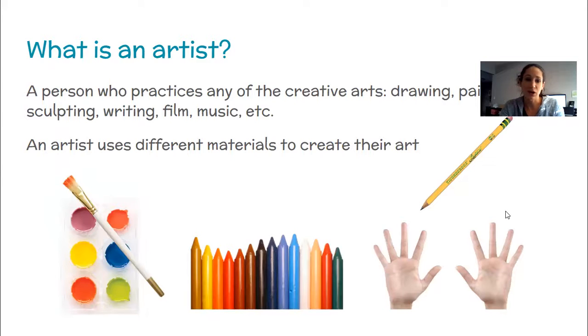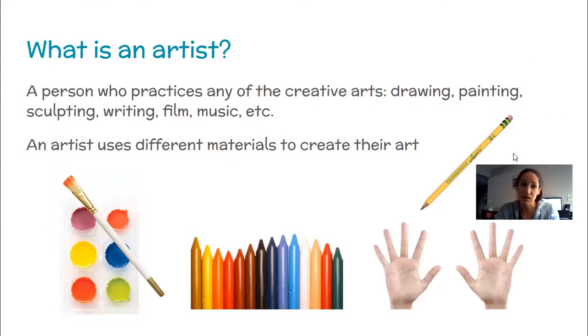Okay, so first of all, what is an artist? I know you guys in second grade know what an artist is, but just to review a little bit, an artist is a person who practices any of the creative arts. So that could be drawing, painting, sculpting, writing, film, and music. So an artist is not necessarily just someone who paints or draws. It could be someone who does some of those other things as well.